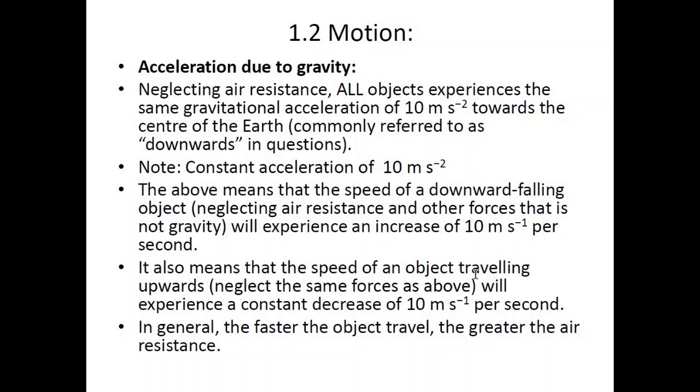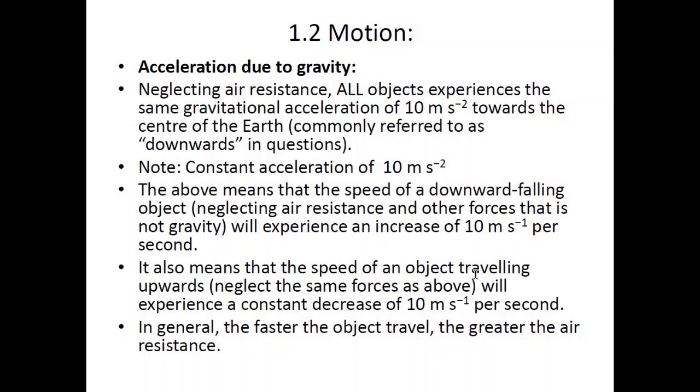Constant acceleration of 10 meters per second squared, or gravitational acceleration, they both mean the same thing. This means that the speed of a downward falling object will increase by a rate of 10 meters per second until it reaches terminal velocity. It also means that the speed of an object going upwards, meaning if you throw something in the air, will experience a constant decrease of 10 meters per second. In general, the faster the object travels, the greater the air resistance.